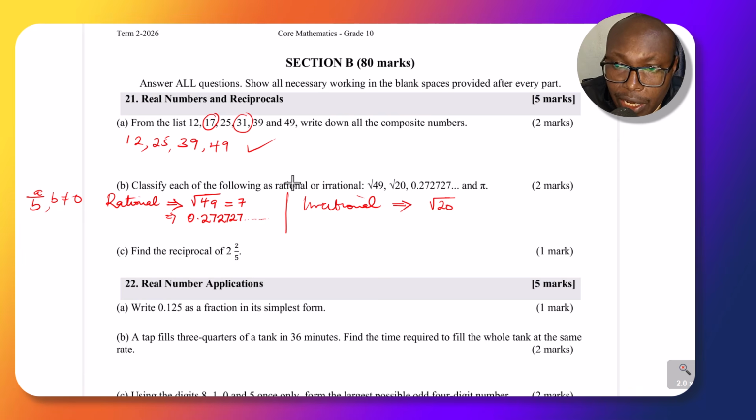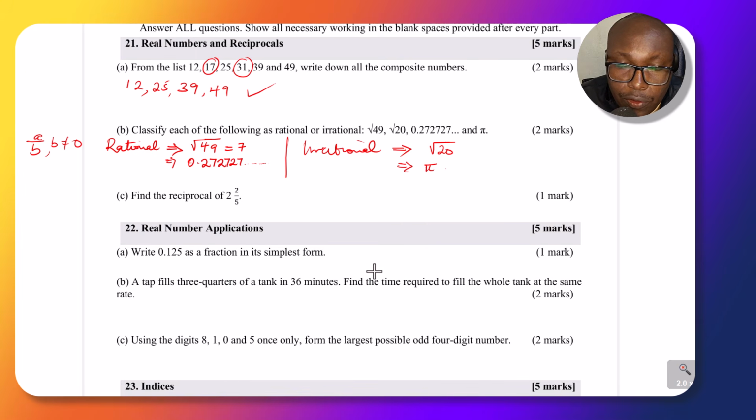And then we have pi. Pi is in the same category because it doesn't repeat and it doesn't terminate. So it is non-repeating, non-terminating, so it is an irrational number. So in this question, the rational numbers were root of 49 and 0.2727, and the irrational numbers were root of 20 and pi. Part C, find the reciprocal of 2 and 2 over 5.